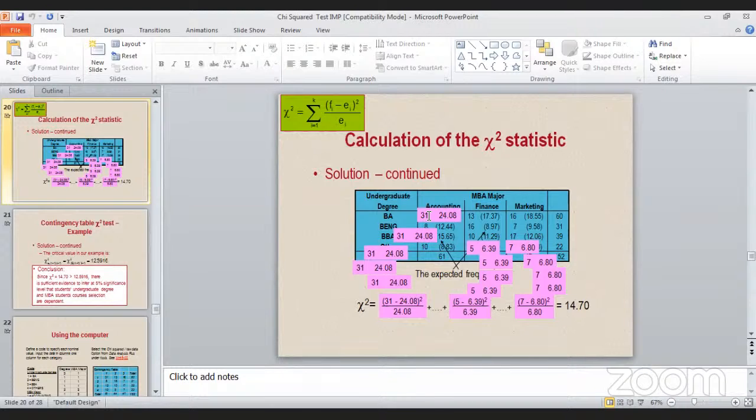There is a difference. Whether this difference is statistically significant or not, for every cell we have to do all these calculations manually. Finally, we get the sum of all these squared differences, and so on. Finally, you will get a calculated value of 14.7. This is the calculated value of the chi-square.